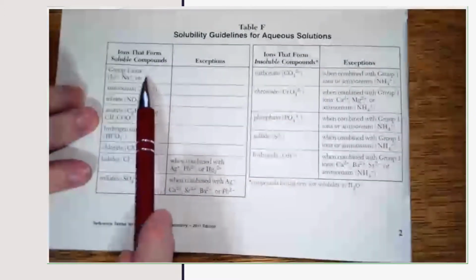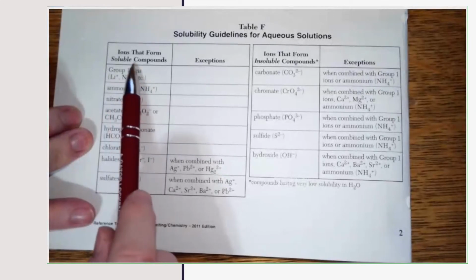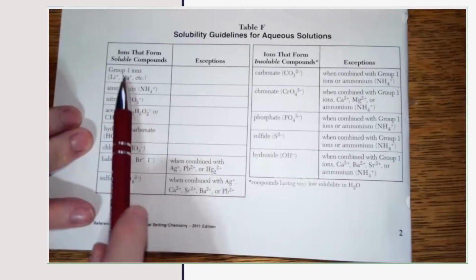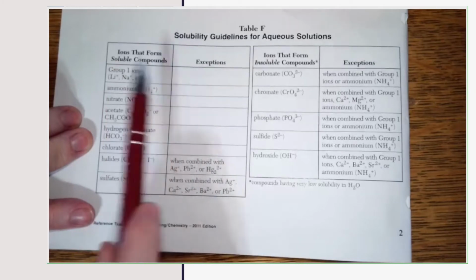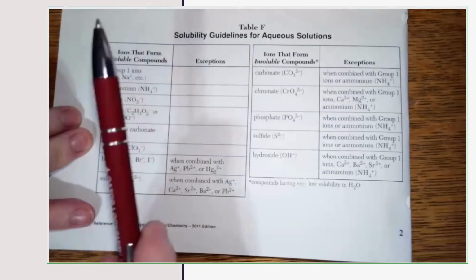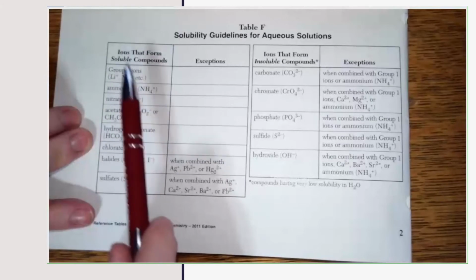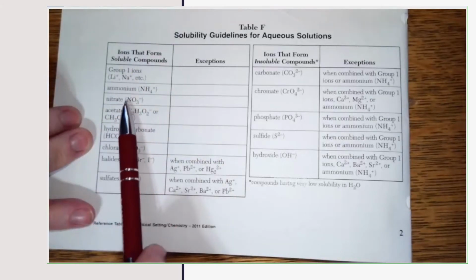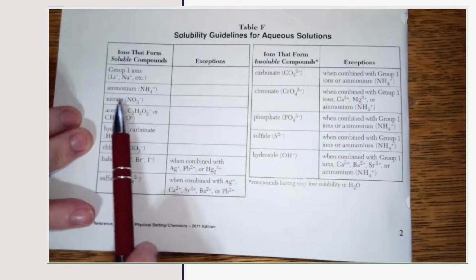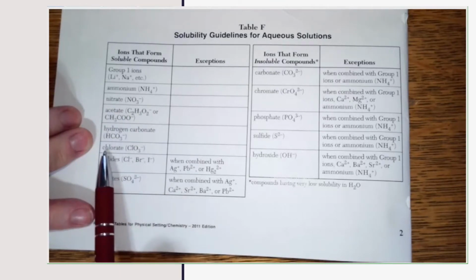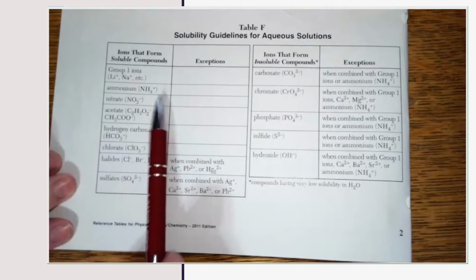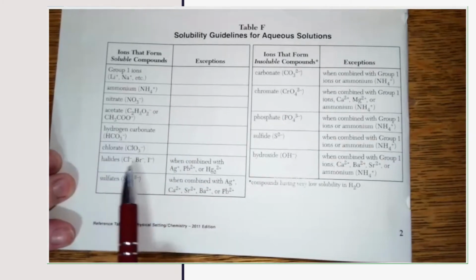Now, since group 1 ions are always soluble, if I go above group 1 ions, the rule for them is soluble. There are no exceptions. It means it doesn't matter. I don't care what else it's with, doesn't matter. Always soluble, okay? So same for ammonium, same for nitrate, same for acetate, same for hydrogen carbonate and chlorate. Always, always, always soluble.